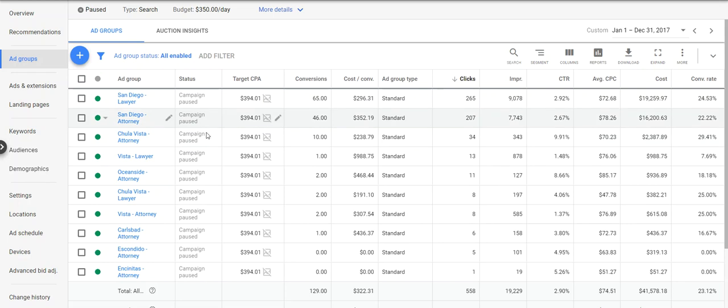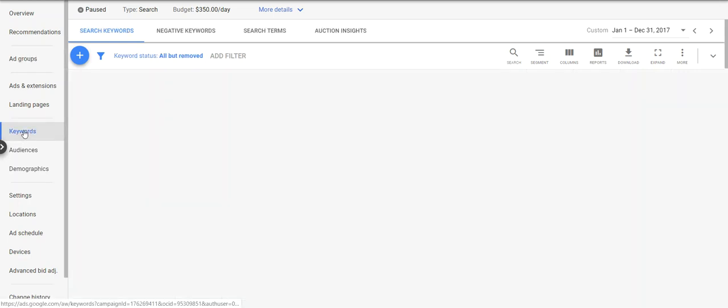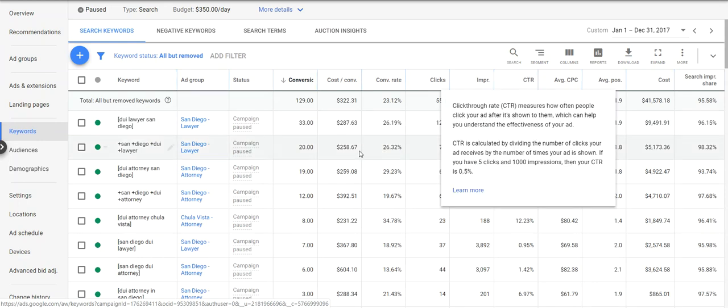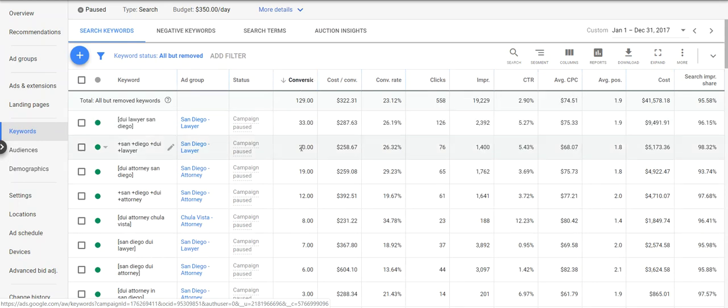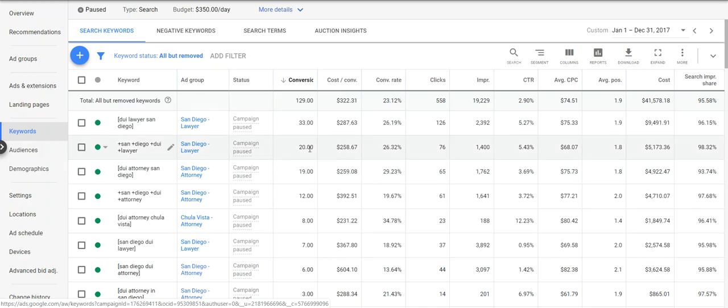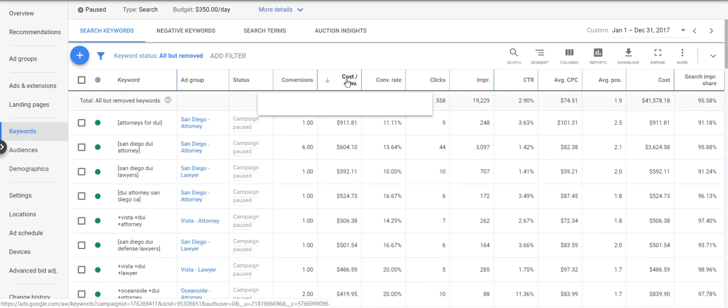So the first thing you always want to do when you're doing this is go to the keyword tab and let it show all the keywords and then sort by these various column headers. We're currently sorted by conversion, and I'm just going to show you some examples of what I'm talking about. So here we've sorted by conversion, so you can see 33, 20. These are the different numbers of conversions that each of these keywords has brought at very different cost per conversion. So I'm actually going to go ahead and sort by cost per conversion here, so we can see a descending from highest to lowest.